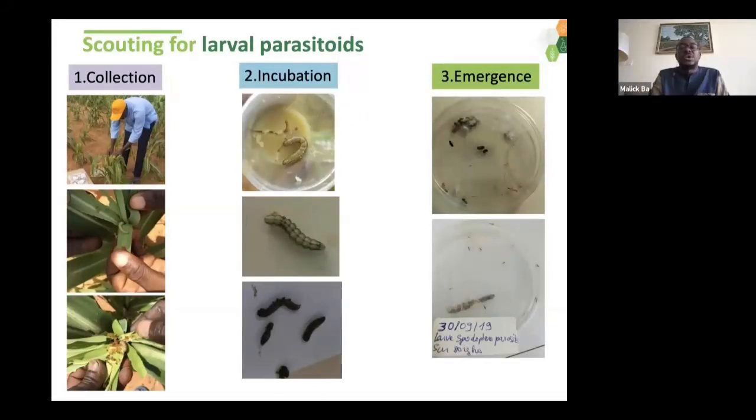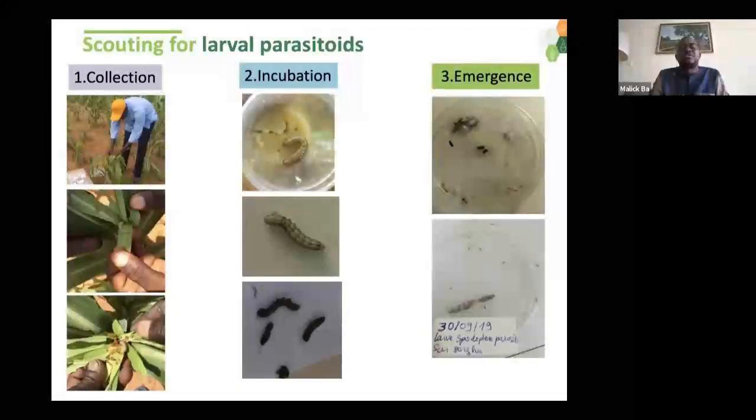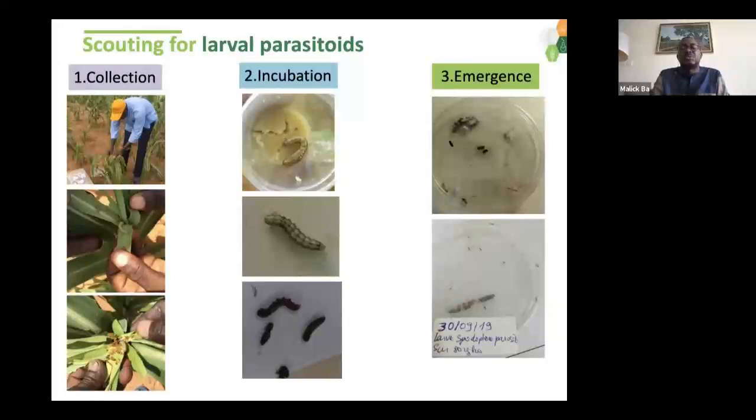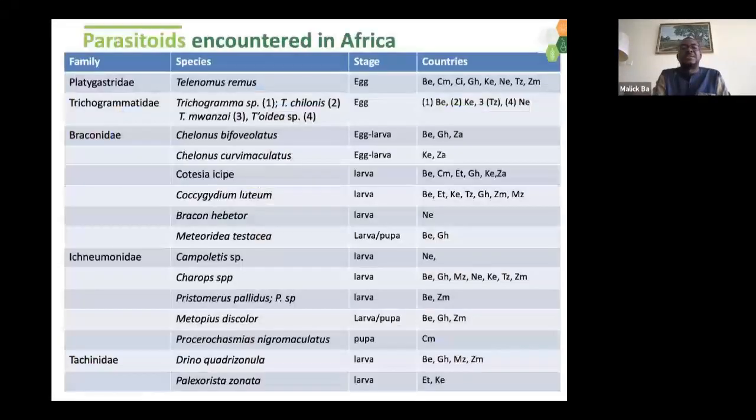Here you can also use a sentinel larval technique if you don't have a high population in the field. You can collect your larvae from your lab and take them back to the field. You place them on the crop and wait for them to be parasitized. You incubate and wait for the emergence, and when you get your emergence, you get your parasitoids identified.